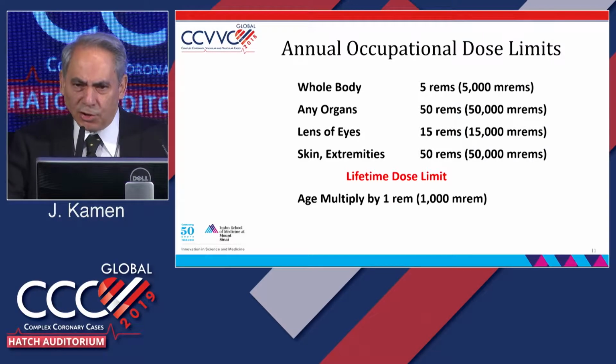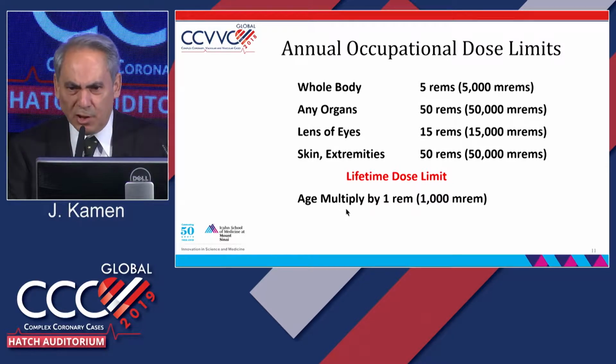How much radiation are you allowed to get annually by law? Whole body, which is under the apron, is 5,000 millirem. Any organ, 50,000. Lens of eye, 15,000. Your skin is 50,000. Lifetime, you take your age and multiply it by 1,000 millirem. So if you are 40 years old, you are allowed to get up to 40,000 millirem. Is that clear?